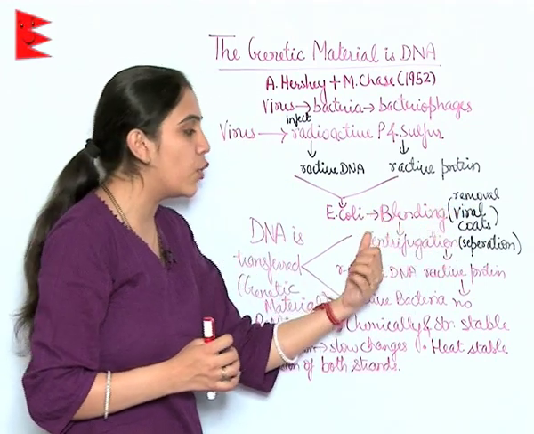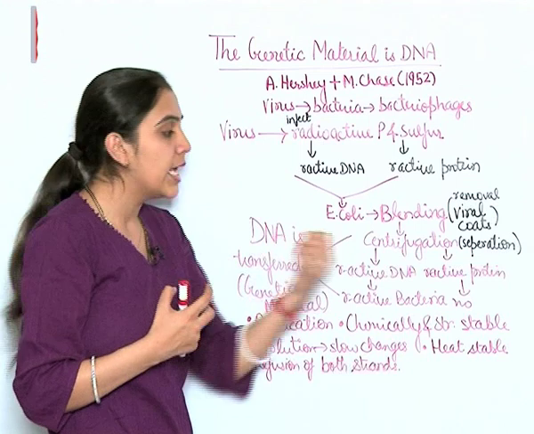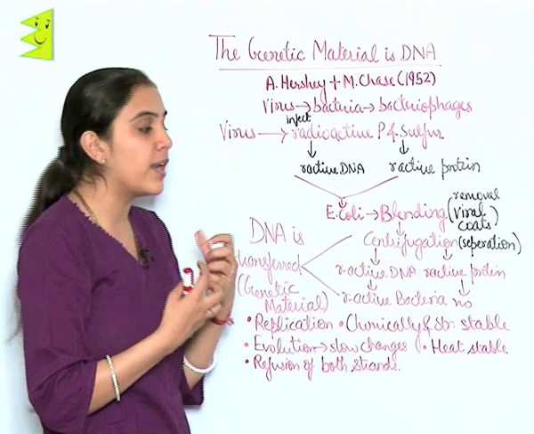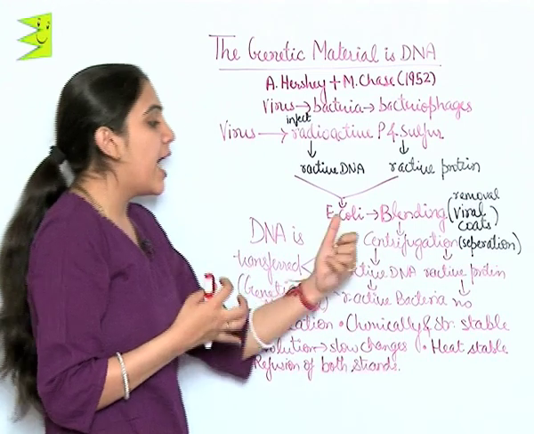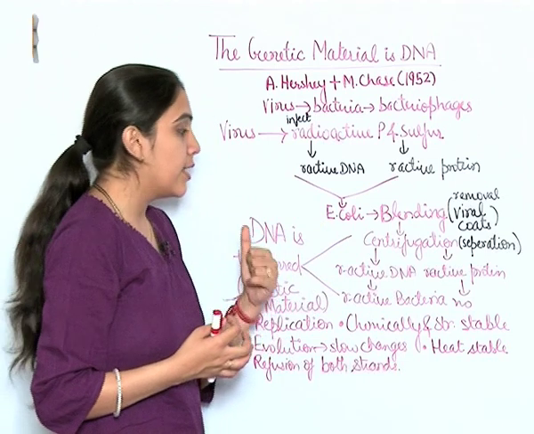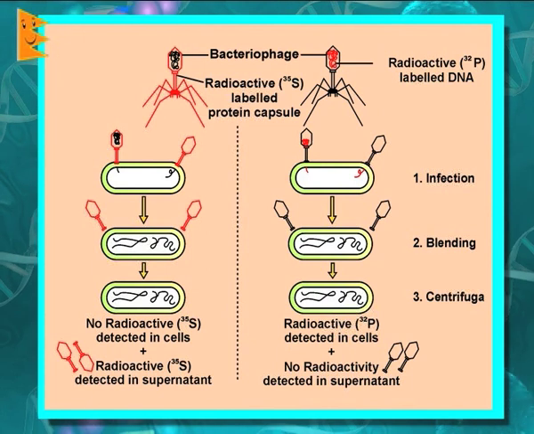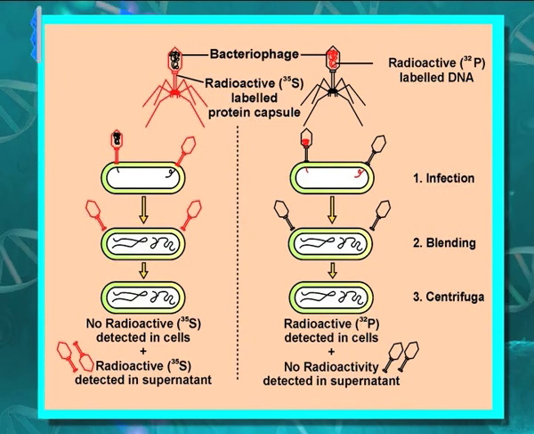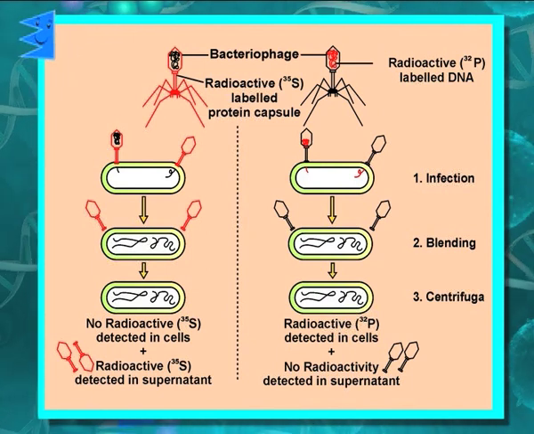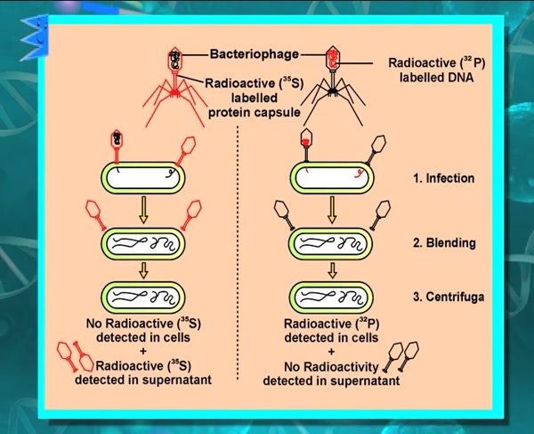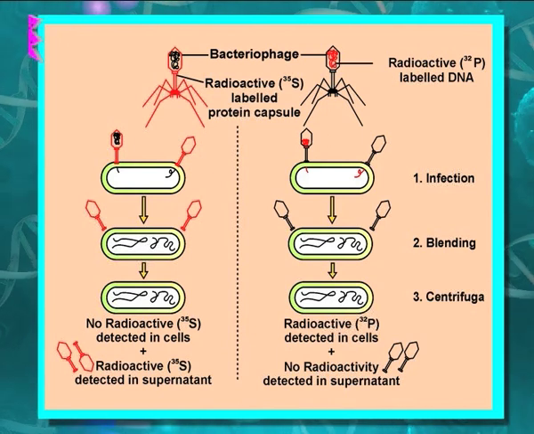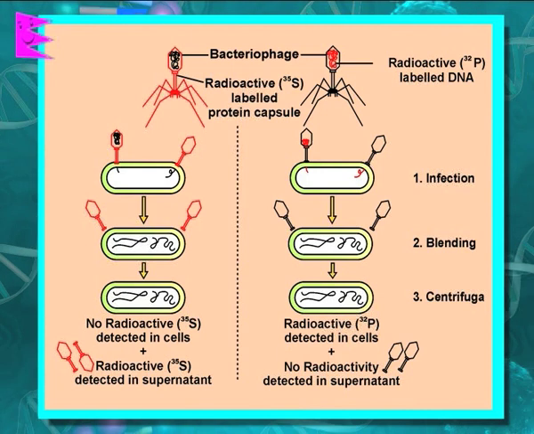viral coats are removed, centrifugation is done in order to separate the viral parts from the bacteria. It was found that the ones having radioactive DNA produced radioactive bacteria, whereas the ones having radioactive protein did not produce radioactive bacteria.